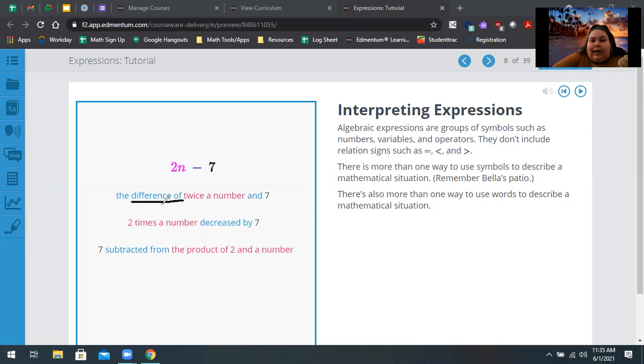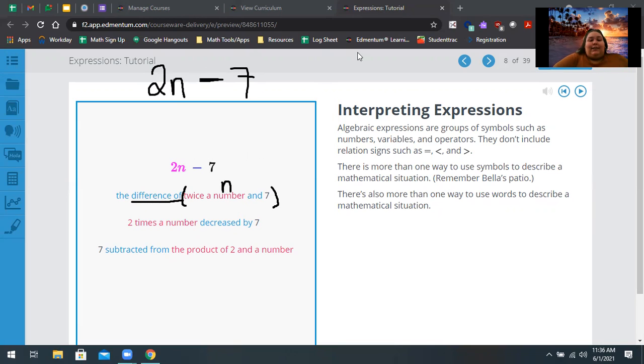So right here, when I hear the difference, think of my minus sign. And then it says of, so this is going to be part of the difference. Twice a number, in our heads, we can think of 2 times a number. A number is going to be our variable x, or in this case, we'll go with what they have here as n. Twice a number n, or 2 times a number n, right? And that's the keyword where your minus sign should go, because that's the difference, 7. So it matches up exactly to this.